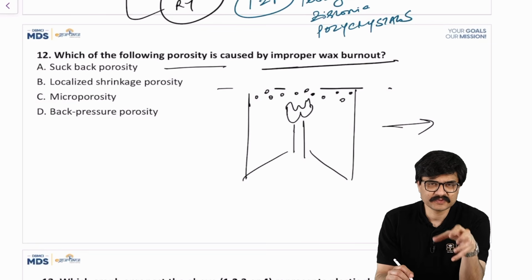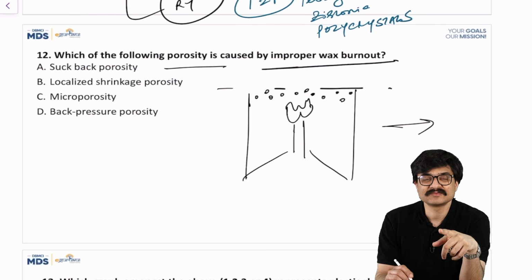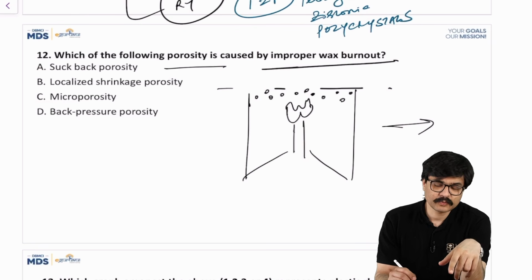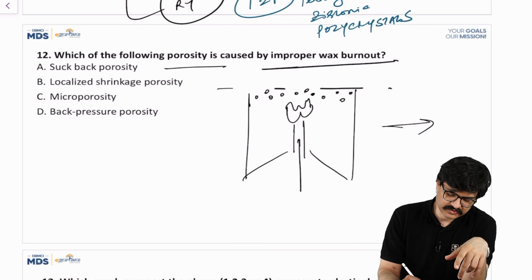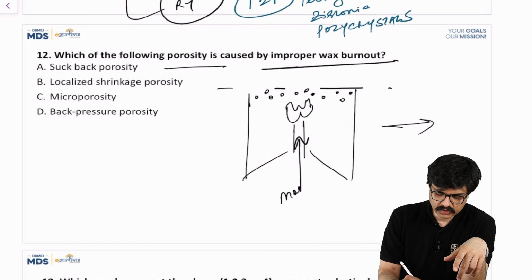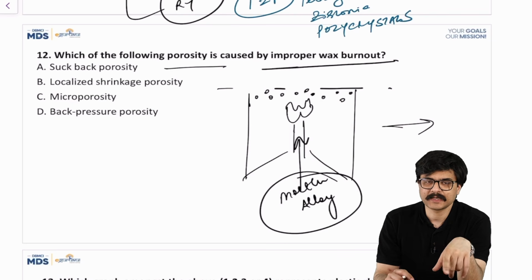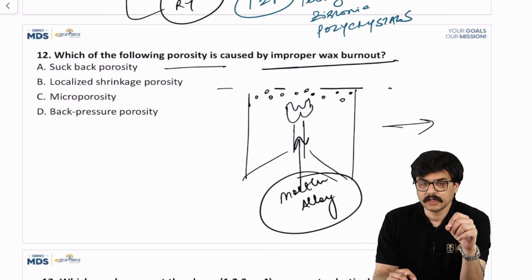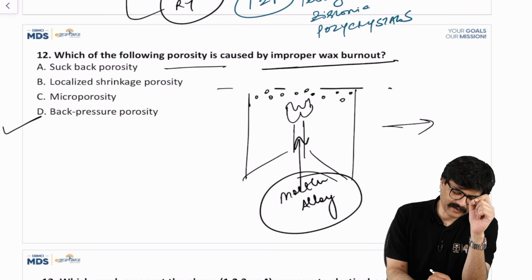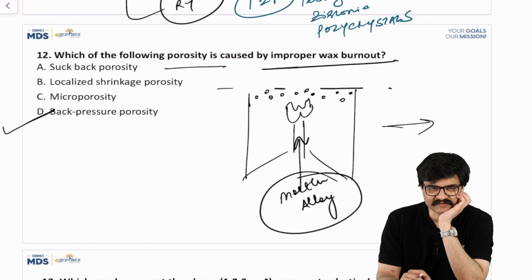So those gases would create a back pressure when subsequently during the casting process you're trying to force the molten alloy into the sprue channel. This would create a back pressure and porosity might occur in the casting. So this is back pressure porosity. So D is the answer, back pressure porosity.